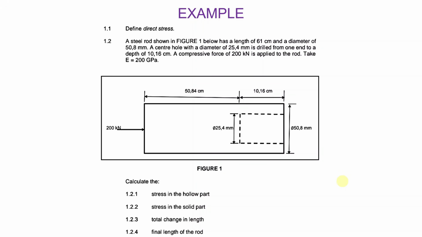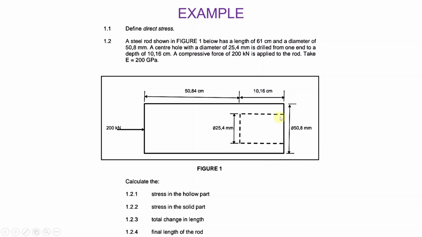A center hole with a diameter of 25.4 millimeters is drilled from one end to a depth of 10.16 centimeters, okay? A compressive force of 200 kilonewtons is applied to the rod. Take the Young's modulus equal to 200 gigapascals. Now, you have to calculate the stress in the hollow part. The hollow part is here.